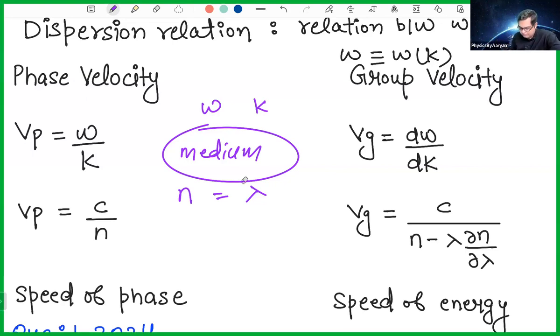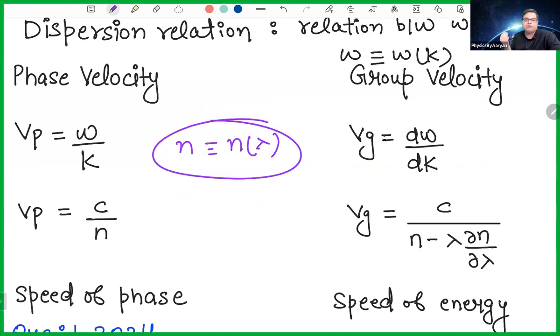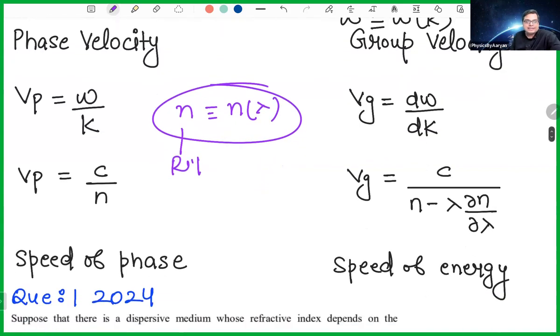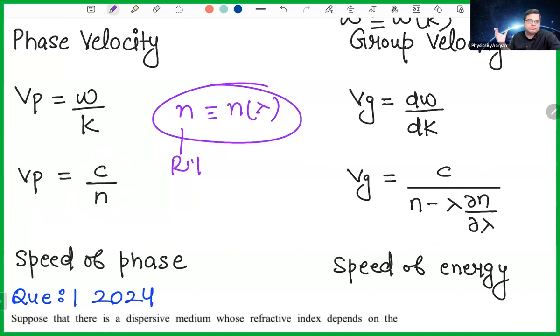Okay? So sometimes they give us the relation of n as a function of wavelength, how the refractive index depends upon wavelength. n is the refractive index and lambda is the wavelength. In that case, the formula for phase velocity is c by n, and the formula for group velocity is c by (n minus lambda dn by d lambda). So these two are very important formulas.